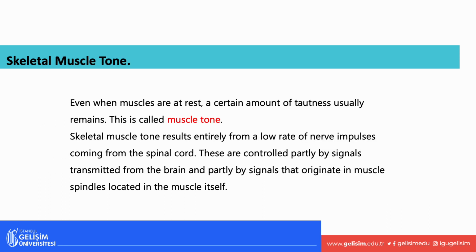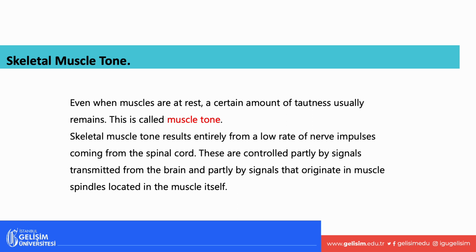Now, even when muscles are at rest, they're not completely relaxed, but rather they exhibit a certain amount of tautness that we call muscle tone. So muscle tone is maintained by a low rate of nerve impulses that are constantly being sent from the spinal cord to the muscle fibers. These impulses are controlled by both signals that originate in the brain and by signals that originate in muscle spindles located within the muscles themselves.